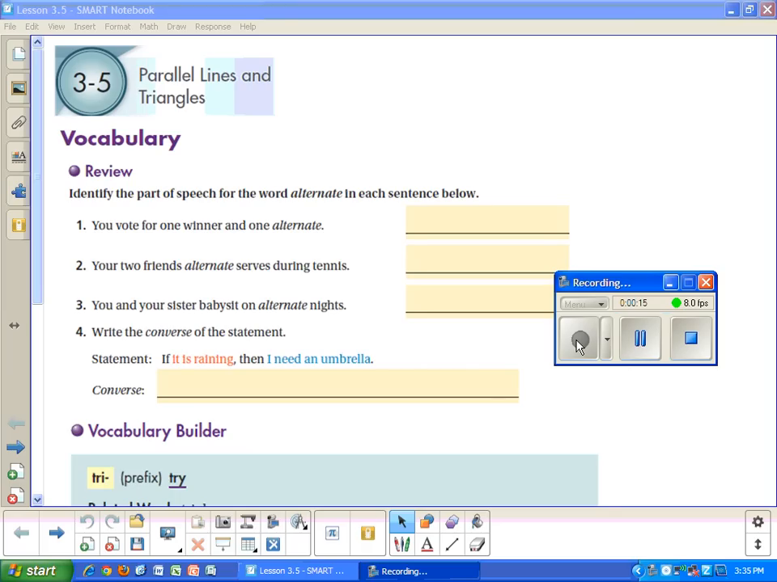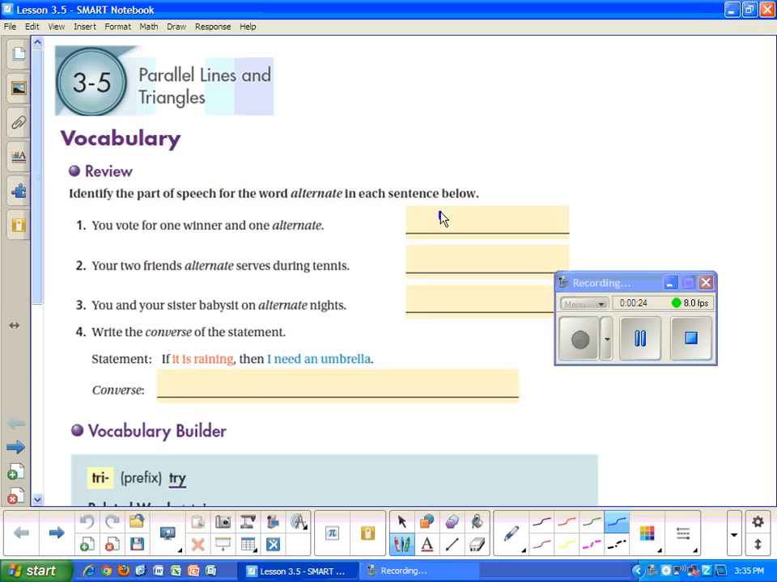On the review here, this is grammar stuff. I'm not very good at that, but I'm sure you'll tell me tomorrow if I'm wrong. I think number 1 is a noun. Number 2 is a verb. And number 3 is an adjective. The converse of the statement, if it is raining, then I need an umbrella, is if I need an umbrella, then it is raining.